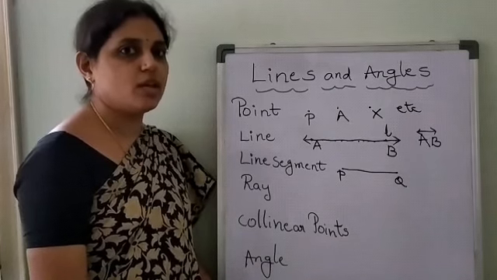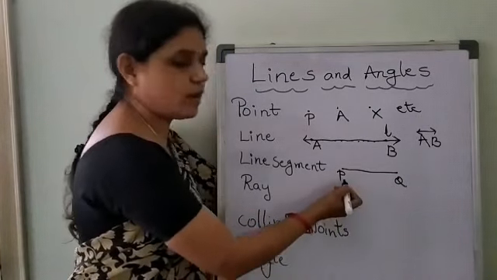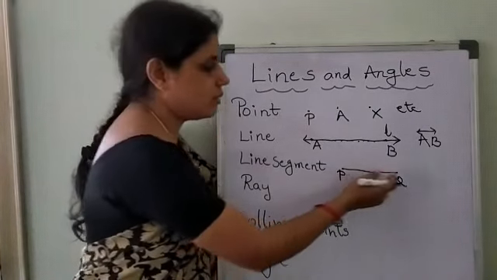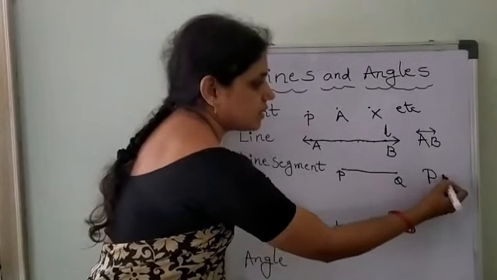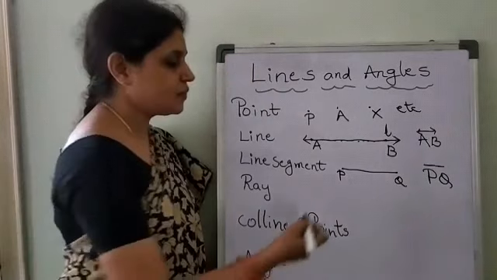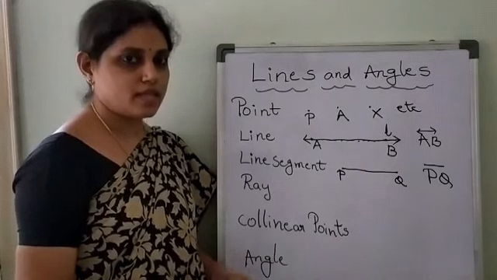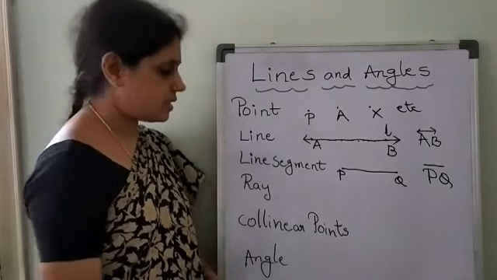Line segment has 2 endpoints. Here the endpoints are P and Q. Definitely points are represented with capital letters. So we represented it like this. It is denoted like this, PQ line segment. So here line segment means the part of the line with 2 endpoints.